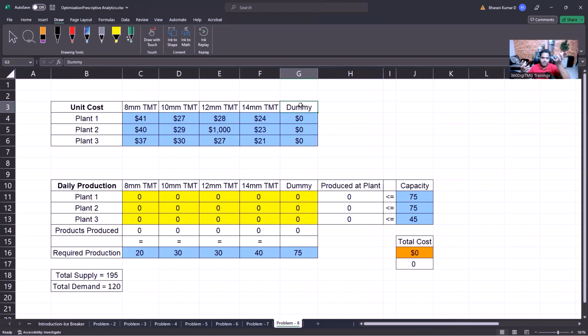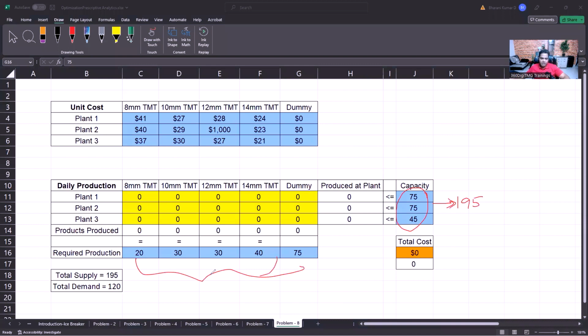Total supply should be equal to the total demand. We are just trying to balance out. And for this particular dummy, we are adding 75. Why are we doing that? Let me tell you quickly. The capacity available is 195.